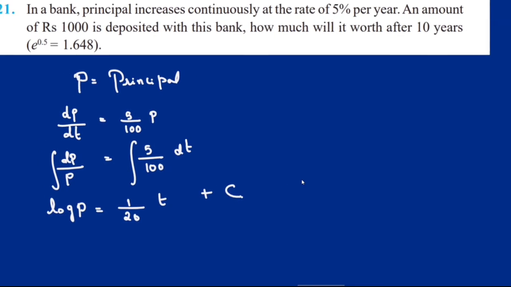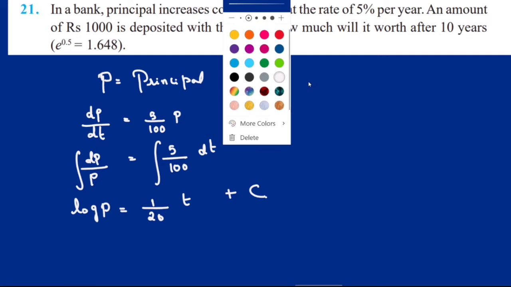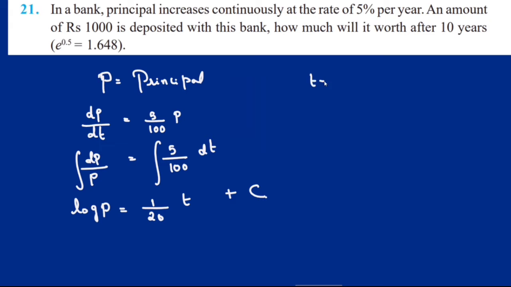How do you find the constant C? An amount of rupees 1000 is deposited, so that means initially, that is when T is 0, P is 1000. Okay, initial amount is 1000. How much will it be worth after 10 years? So when T is 10, what is the amount? That's the question. So we have this constant. Let us find the constant C now.